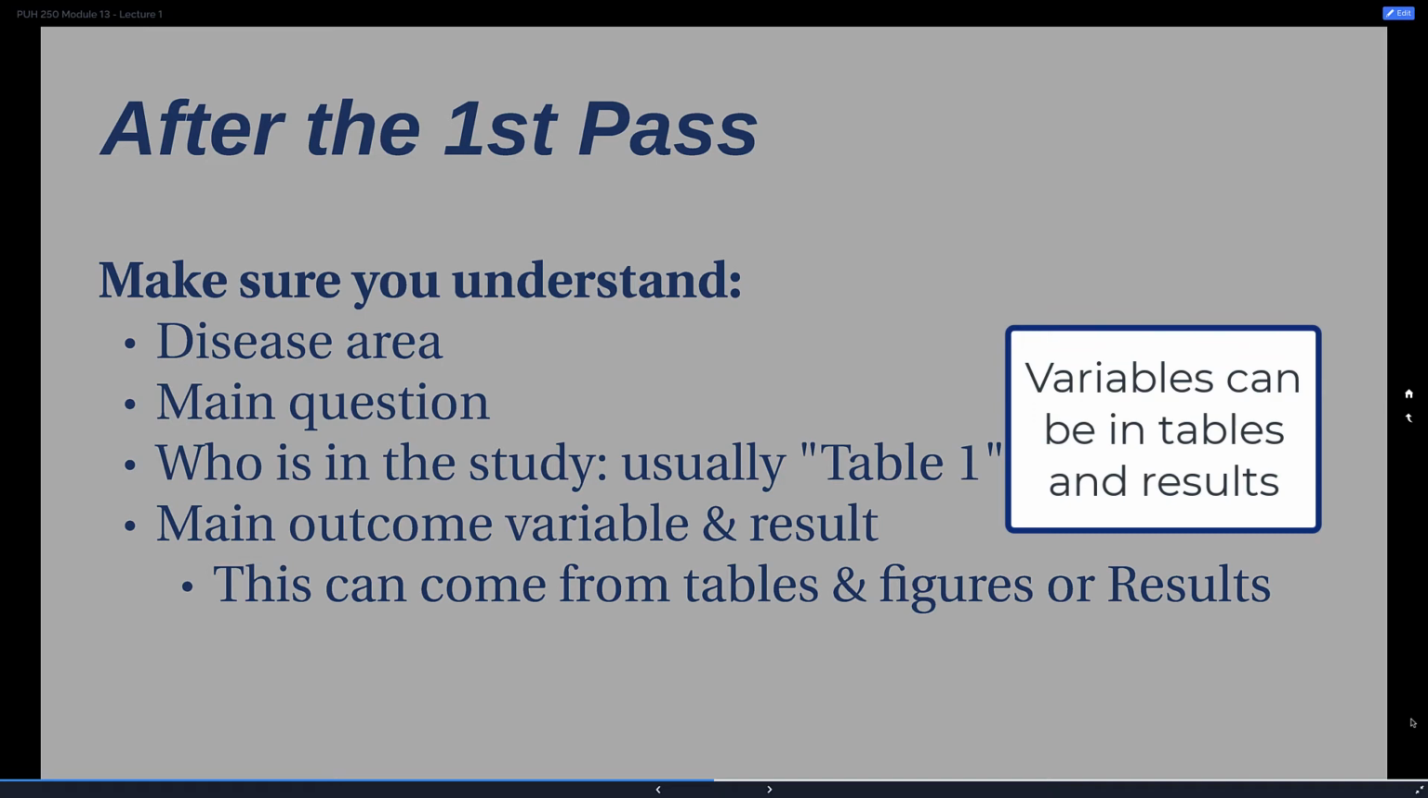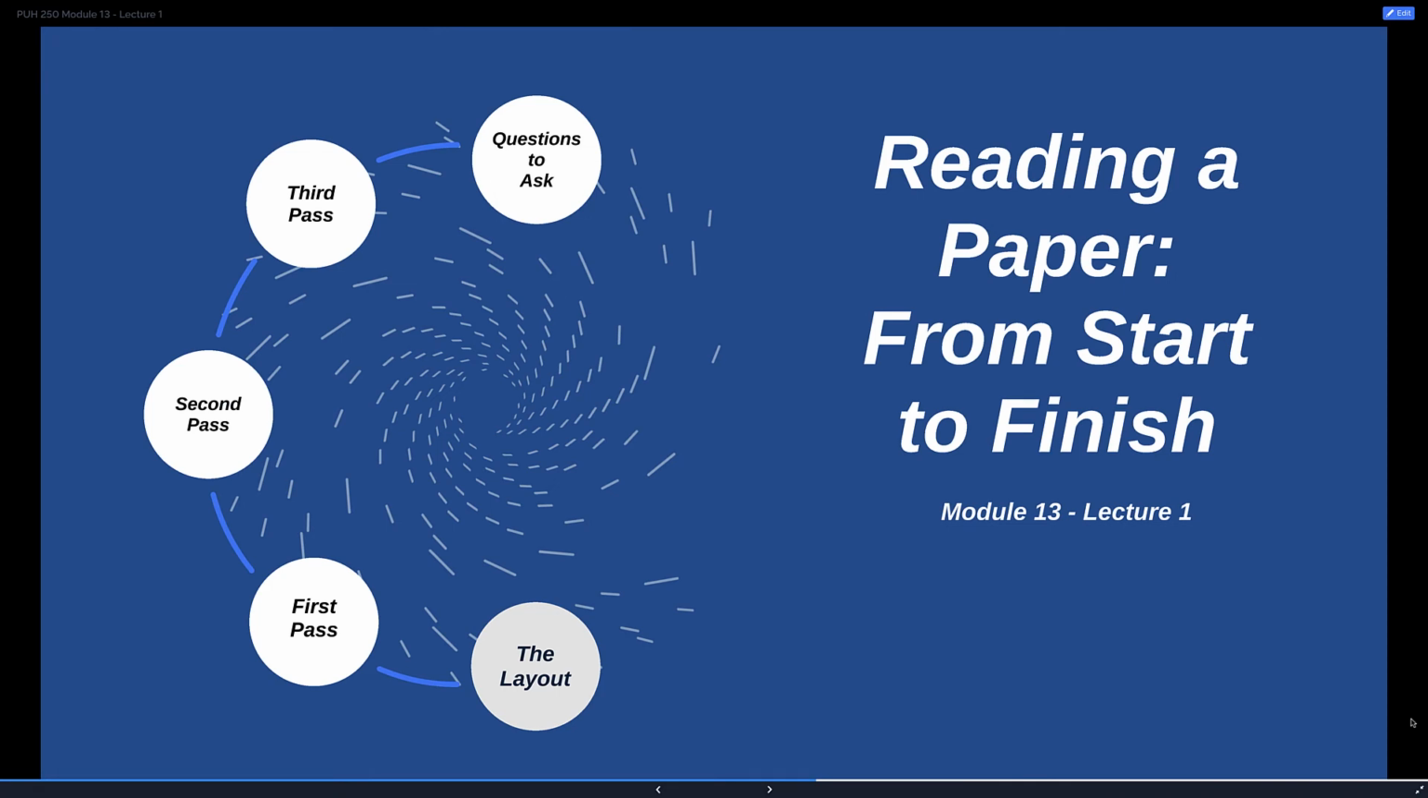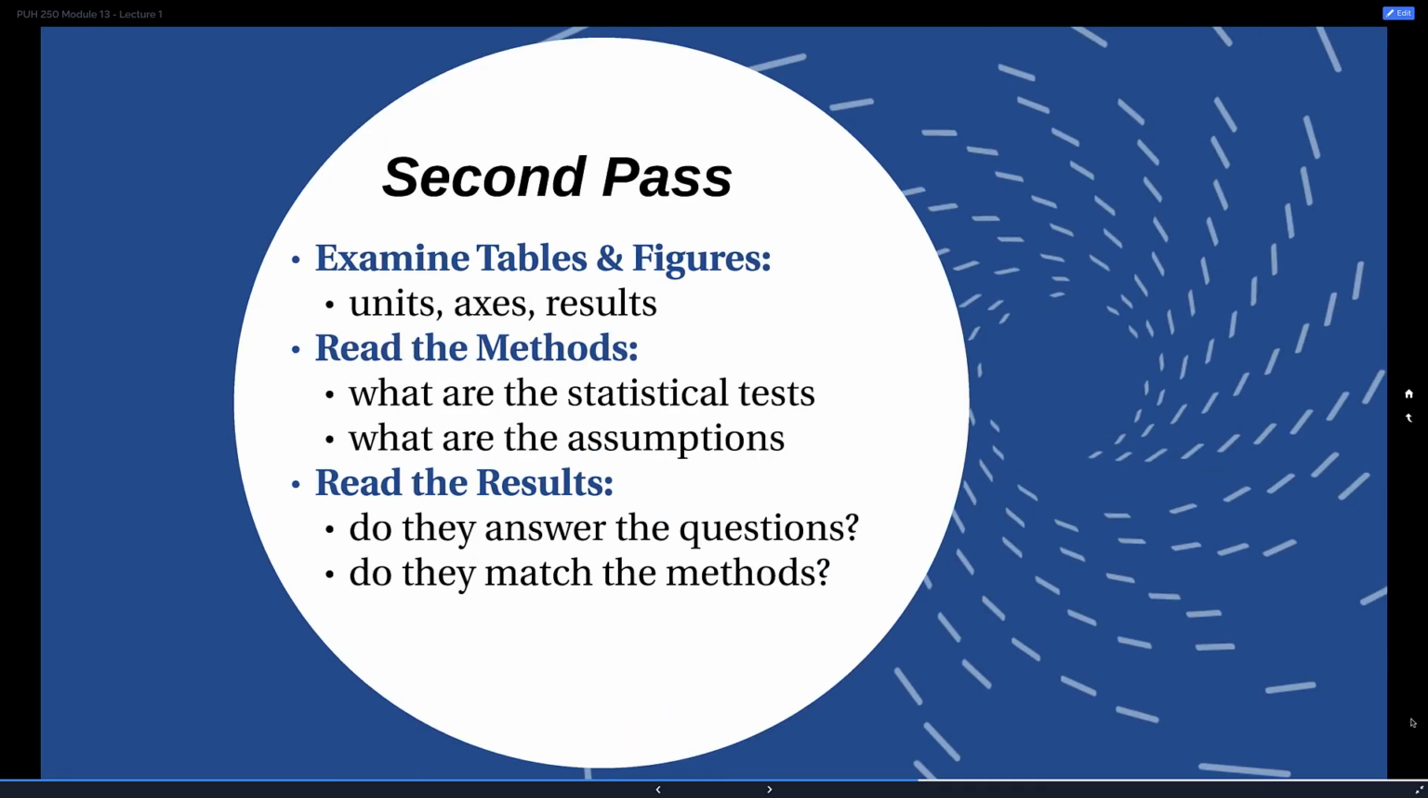Once you've looked at the first pass, you'd want to go then to a second, more in-depth pass at the paper. That's where you'll fully examine tables and figures. Look at the units, look at the axes, look at what the results are in the tables and figures. Can you determine where their differences are? Can you determine what is related, which variables are related?